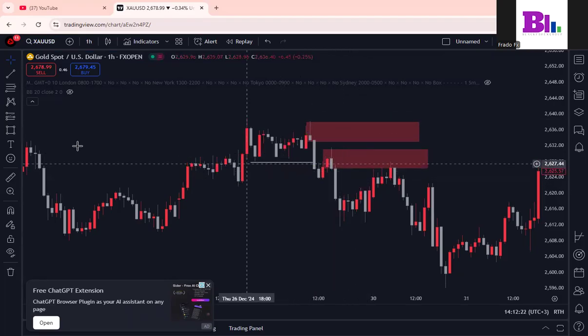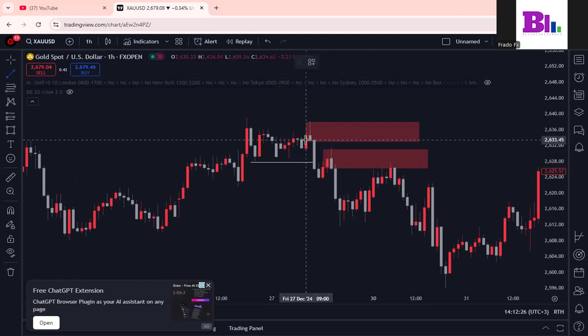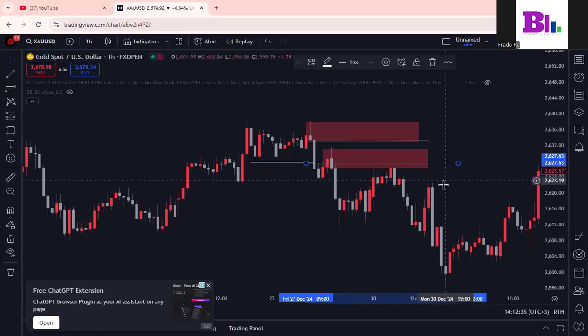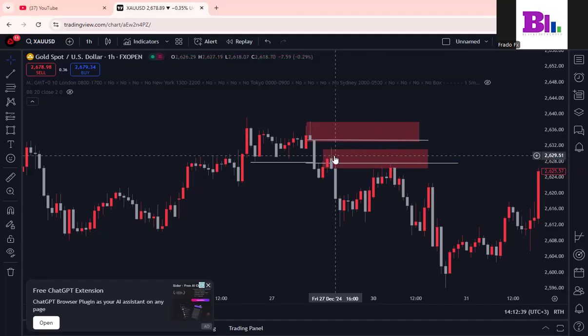Before this movement, before that move, we had our fair value gap here. That is why you have to be very careful here, because some people will confuse this. I want to show you something here. You see, we have this one. When the market comes in and hits that fair value gap inside here, that means this is already invalid.